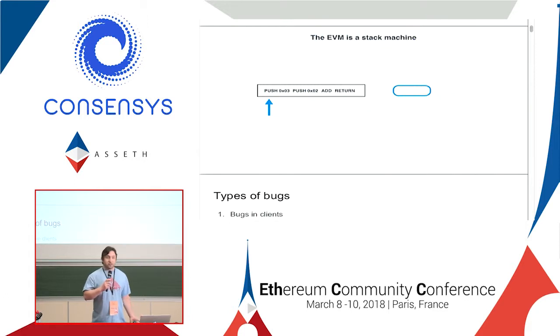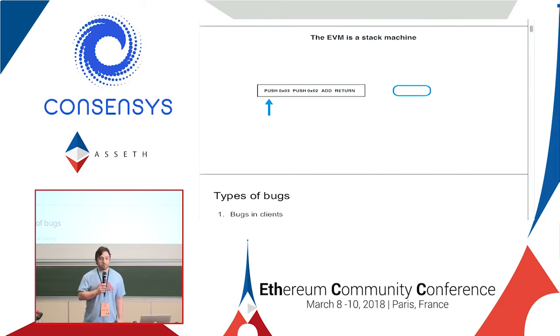The EVM is a stack machine, and every bug that we find, whether it's a bug in the client or a bug in the contract, the point is that the stack machine is not working as intended. And if you don't know what a stack machine is, then this video would have showed you.